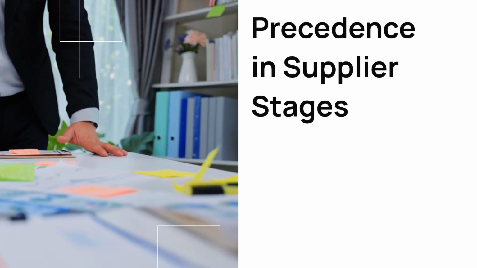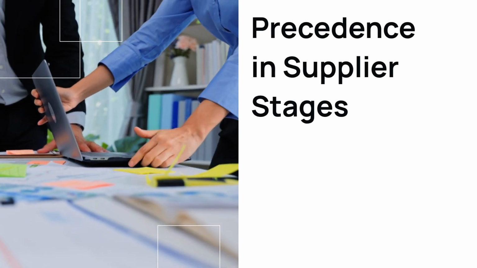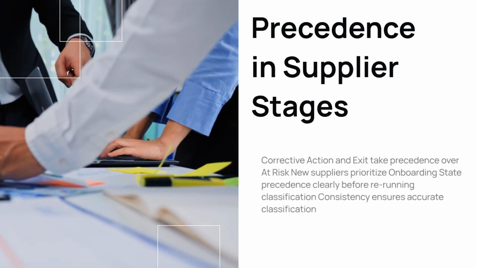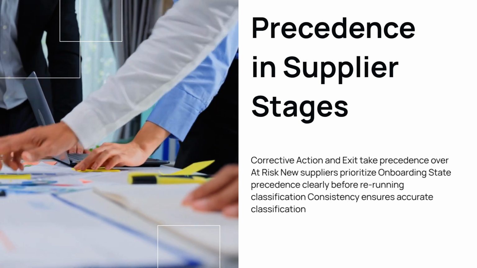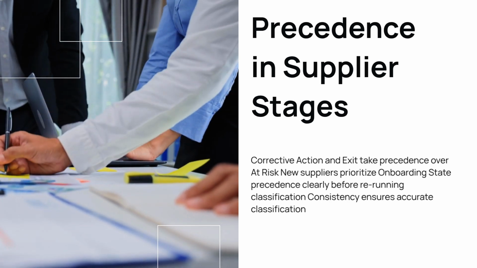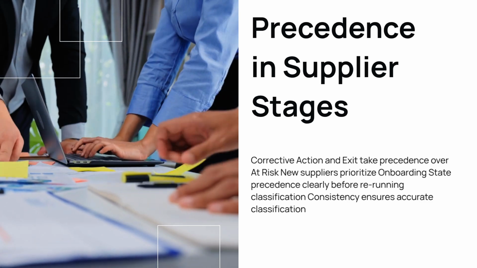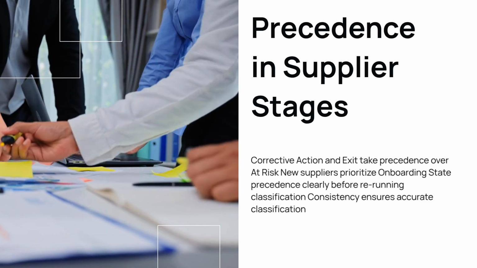If a supplier qualifies for multiple stages, apply precedence rules. Corrective action and exit take precedence over at risk. Onboarding is prioritized for new suppliers. State the precedence clearly before rerunning classification. Consistency in precedence ensures accurate classification.